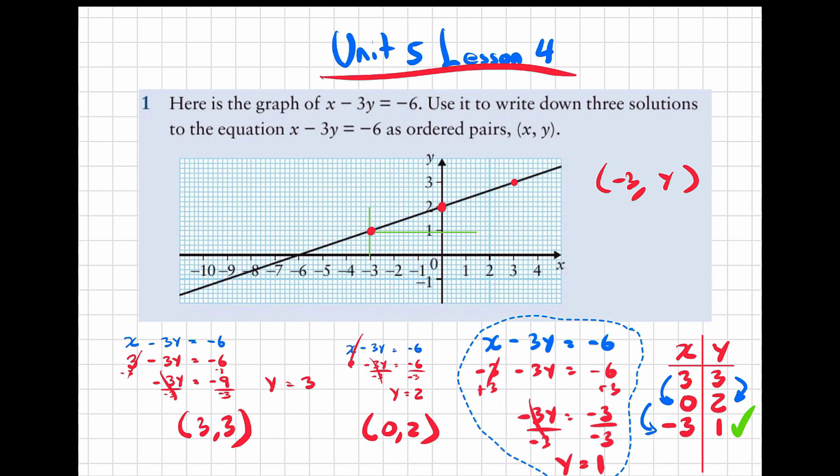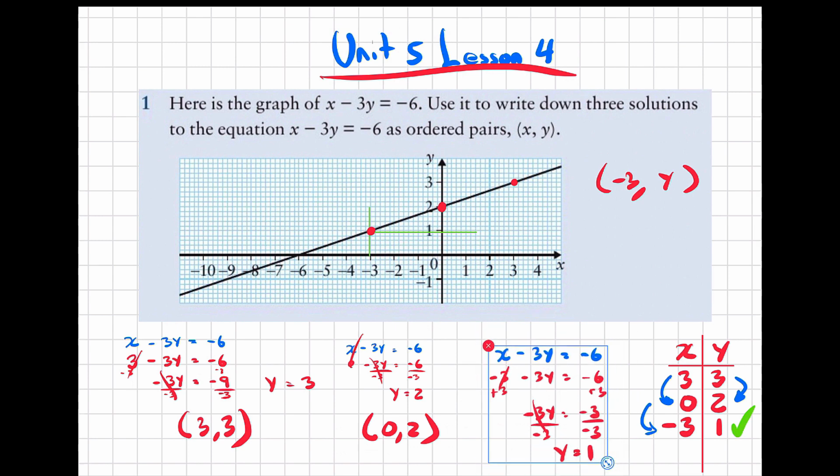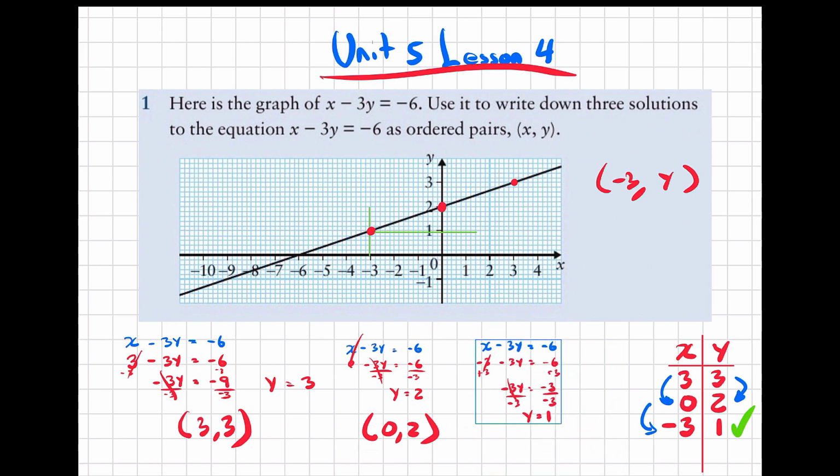using math and using the graph and using a table of values. So you should know how all these three forms of the line can be used together in order for you to figure out all the points that are on this line. So this is going to be negative 3 and 1.